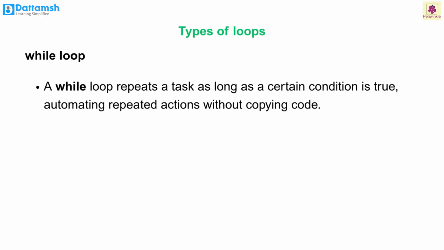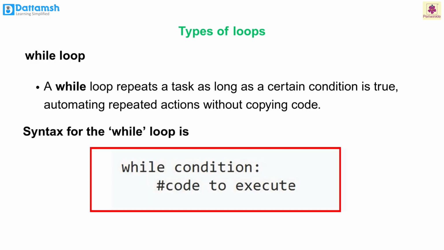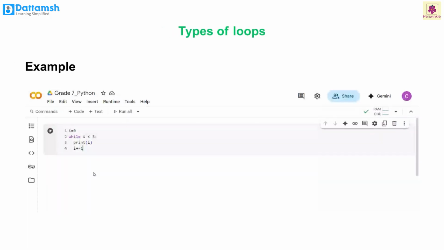While loop. A while loop repeats a task as long as a certain condition is true, automating repeated actions without copying code. Syntax for while loop is, consider this example. Here, the loop iterates by repeatedly executing the code block, incrementing the variable I by 1 until the condition I is less than 5 is no longer true.